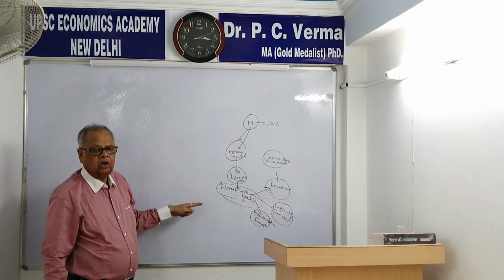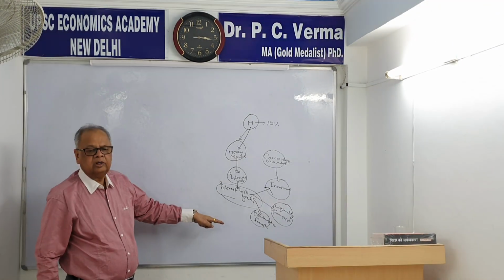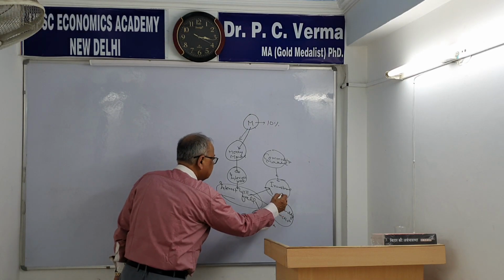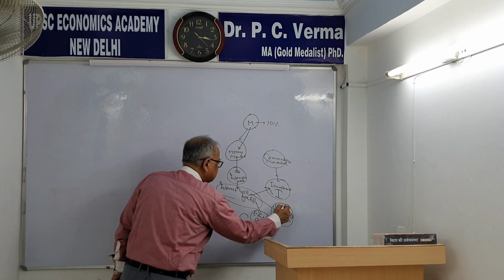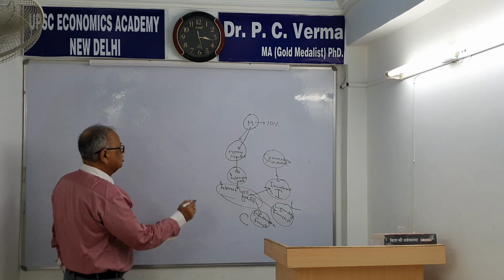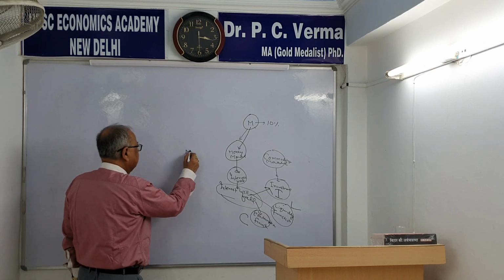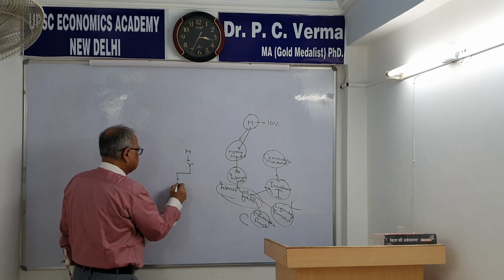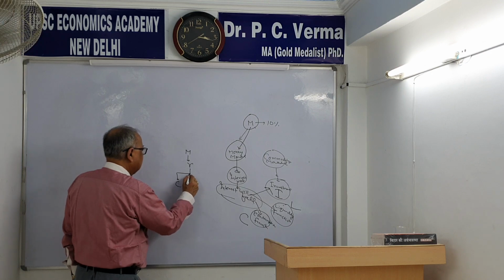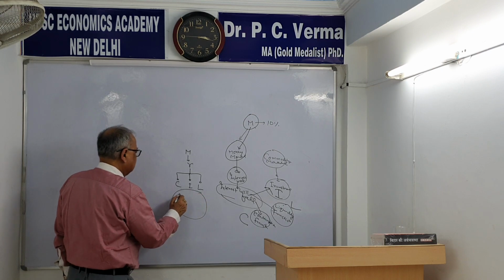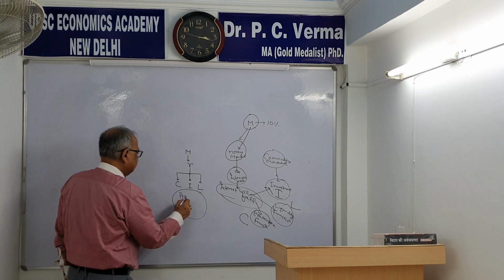If interest rate falls, then it will have effect upon the consumption function, C; the investment function, I; and the liquidity function, L. So what is missing? That M will lead to R. R will have effect upon C, upon I, upon L, and all will have effect upon the aggregate demand function.